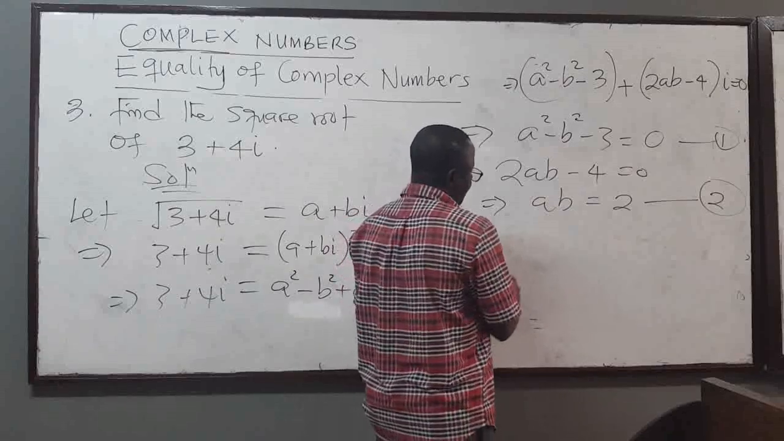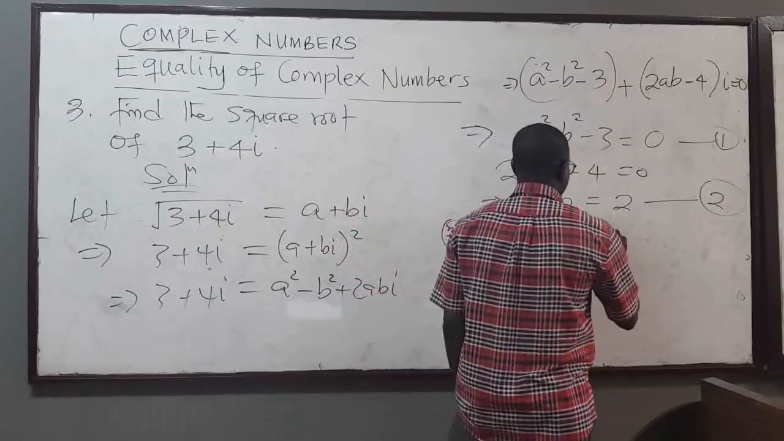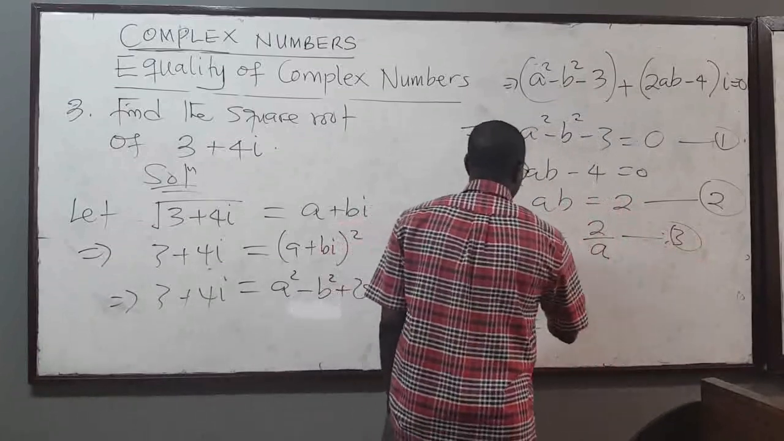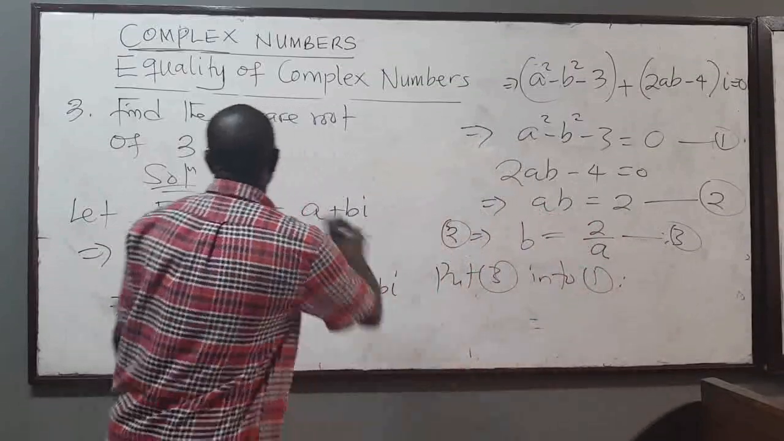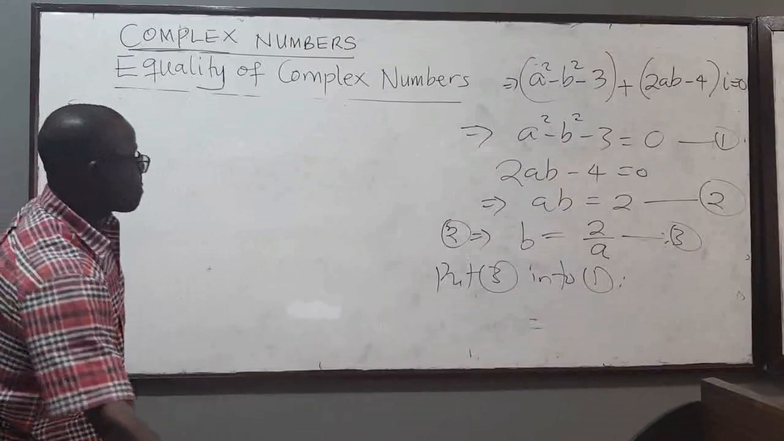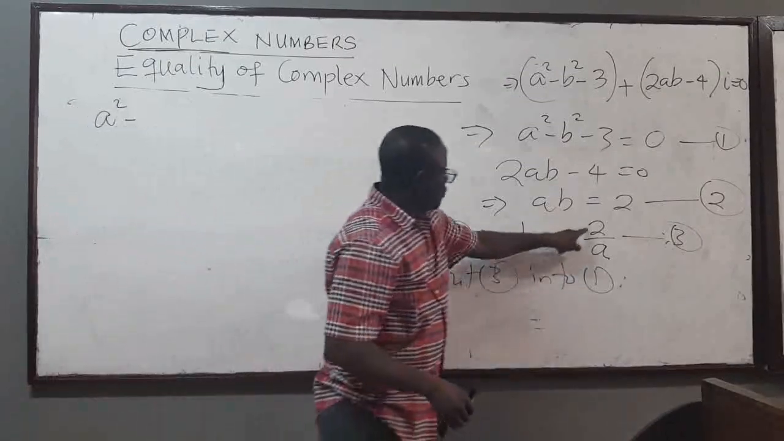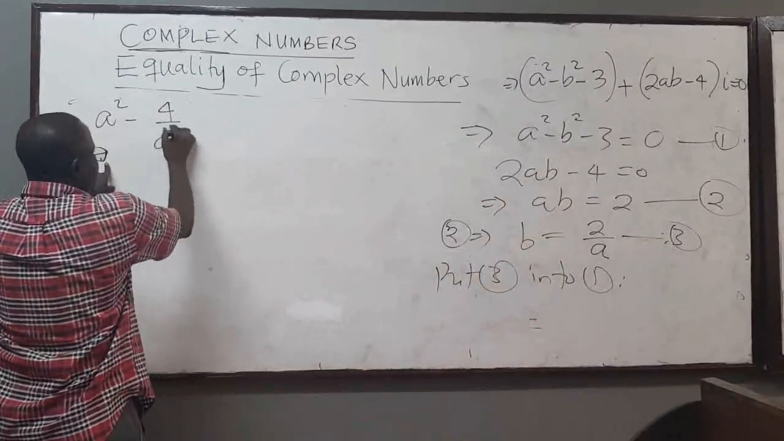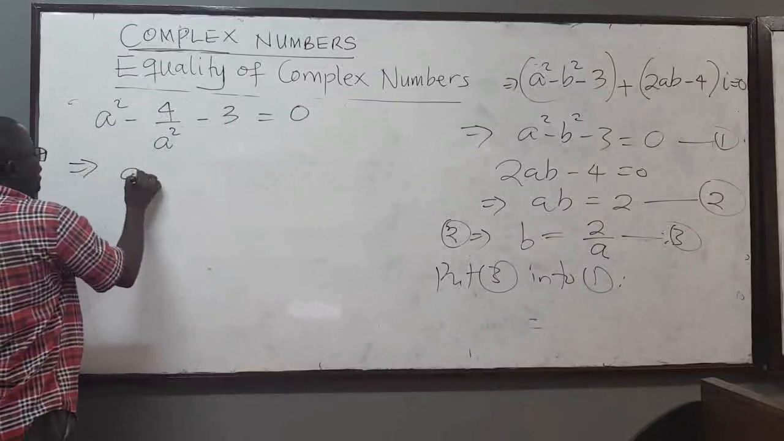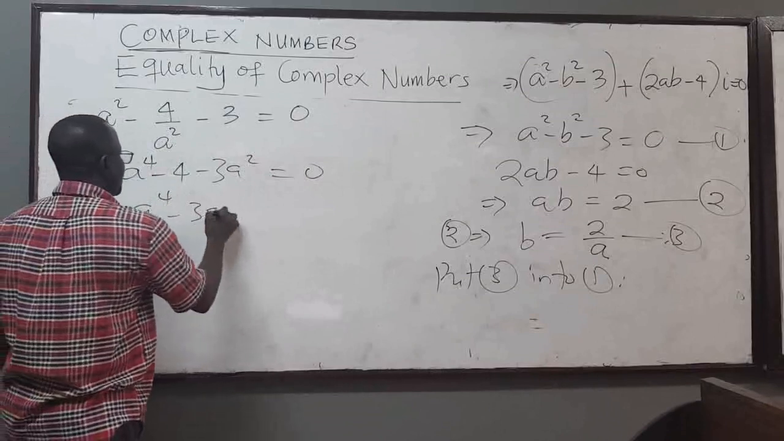So from equation 2, let me solve for b. b will be equal to 2 over a. You can call this equation 3 and put 3 into 1. If you do that, we get a squared minus, wherever I see b, I put 2 over a, so minus (2 over a) squared, minus 3, and that is equal to 0. Multiply by a squared, which implies a to the power 4 minus 4 minus 3a squared must be equal to 0. So if you like, a to the power 4 minus 3a squared minus 4 is 0.